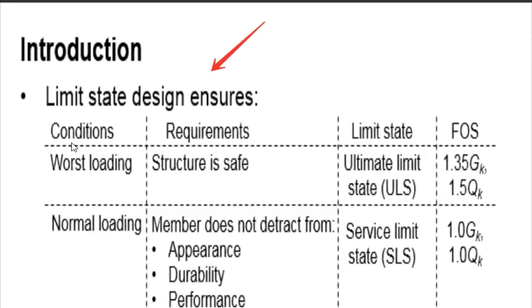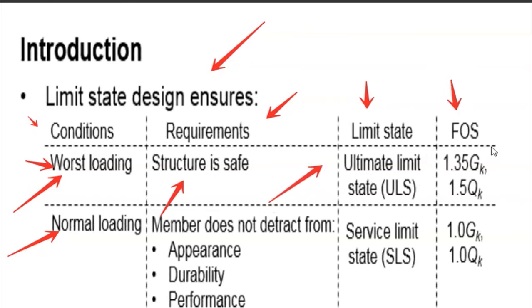Now, the introduction for the limit state. The condition is working under the worst-case load, also under the normal load. Here, the requirement, once we consider the worst-case load, is that the structure should remain safe. Now here, we have the limit state and the factor of safety. Under limit state, the factor of safety should be 1.35 Gk and 1.5 Qk.